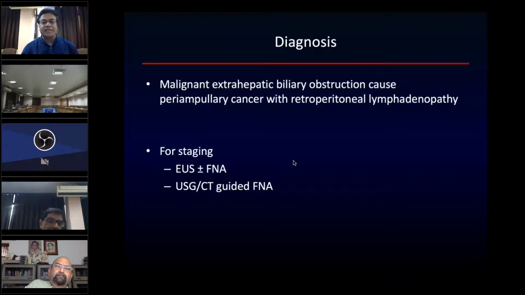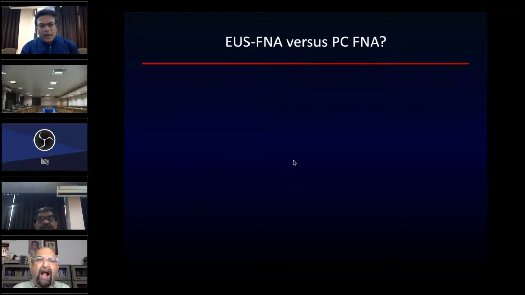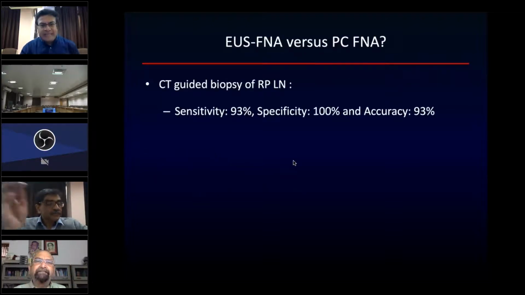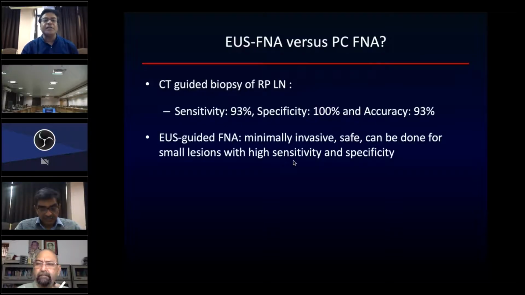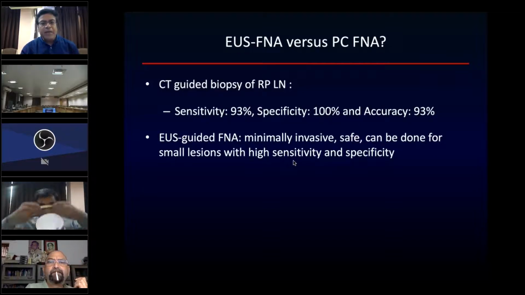These are ultrasound or CT guided FNA, and endoscopic ultrasound with or without FNA. So which to choose among these remains an issue. CT guided biopsy of a retroperitoneal lymph node has a high sensitivity and specificity of 100%, accuracy to the tune of 93%. EUS guided FNA is minimally invasive, safe, can be done for small lesions with high sensitivity and specificity.